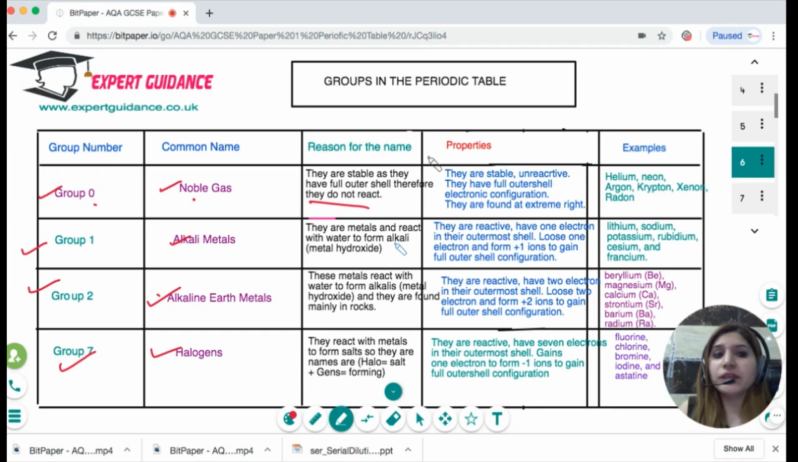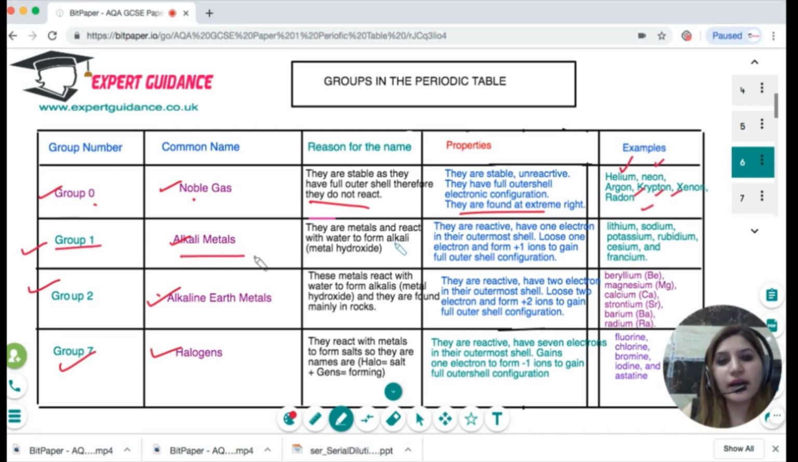So what will be the properties of group 0? They are stable, unreactive, have full outer shell configuration, and are found in the last group, that is to the extreme right. Example, helium, neon, argon, krypton, xenon, and radon.